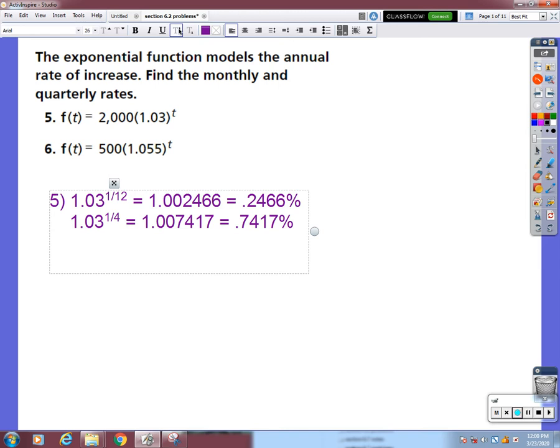Okay. Same thing for number 6. Probably will not actually figure out what this works out to be. You could do it on your calculator if you want to figure out the monthly rate. You would raise that to the 1/12th power, and to figure out the quarterly rate, you would raise this to the 1/4th power. Okay. So I'll let you come up with those numbers on your own if you want.